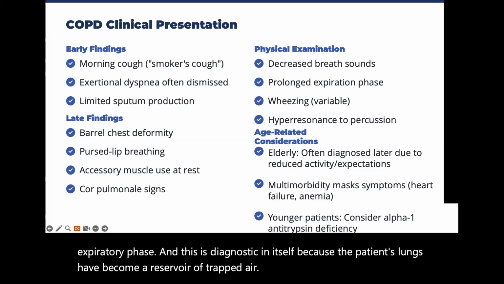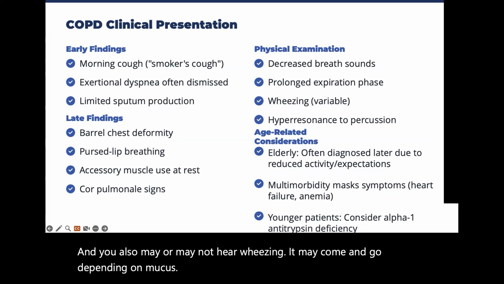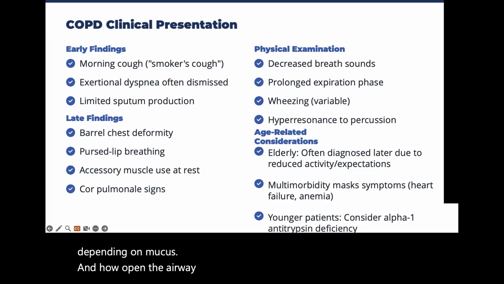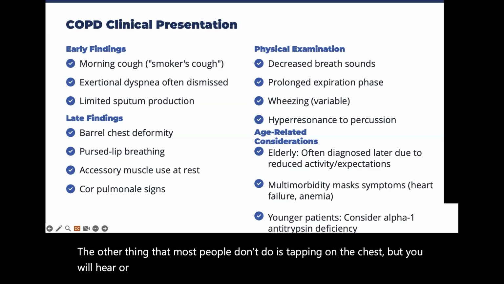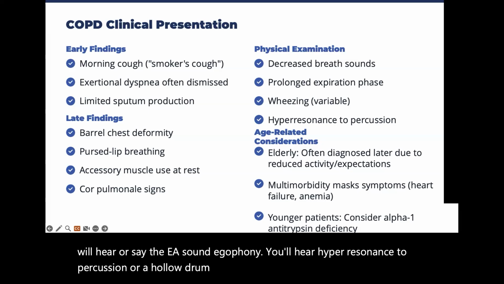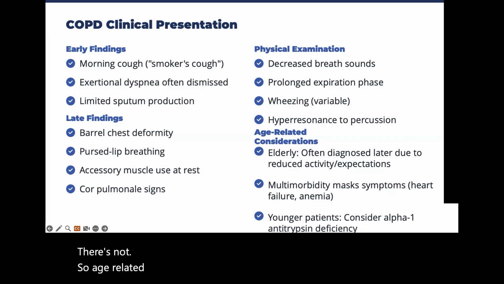And you also may or may not hear wheezing. It may come and go depending on mucus and how open the airway is. The absence does not rule out obstruction. The other thing that most people don't do is tapping on the chest, but you will hear hyperresonance to percussion, a hollow drum tone where air parenchyma should be. There's not. So, age-related considerations with older adults.